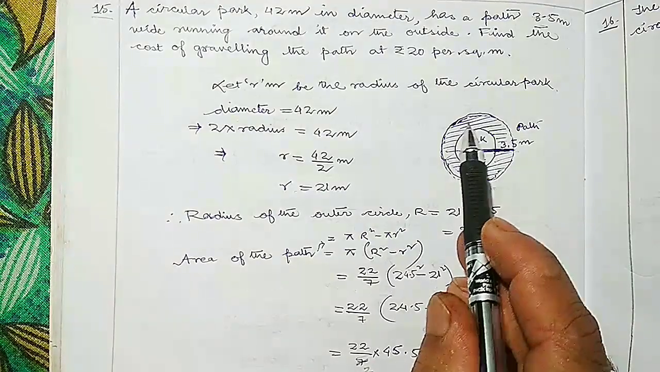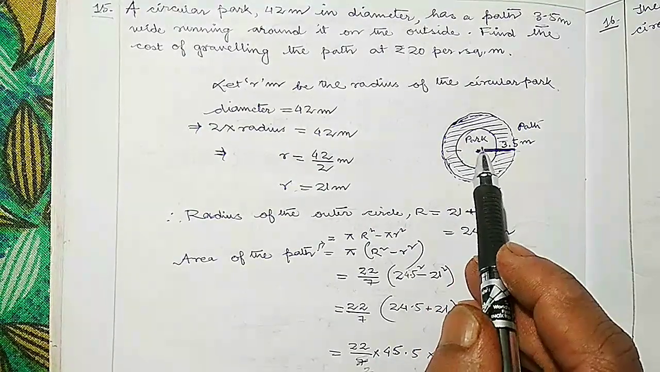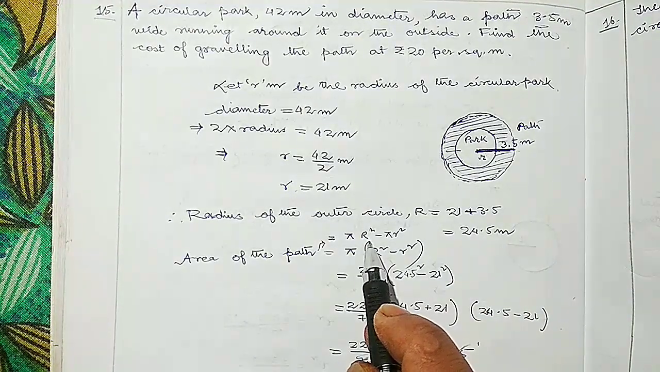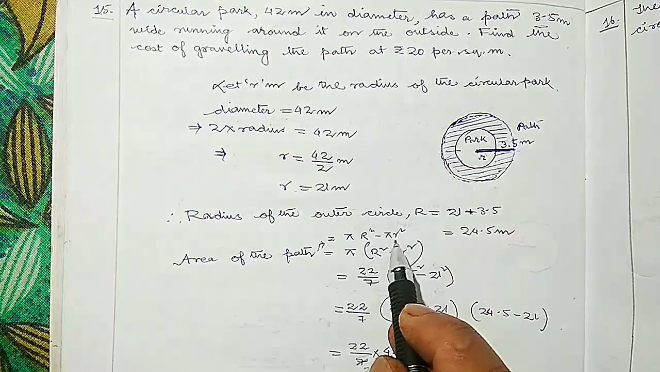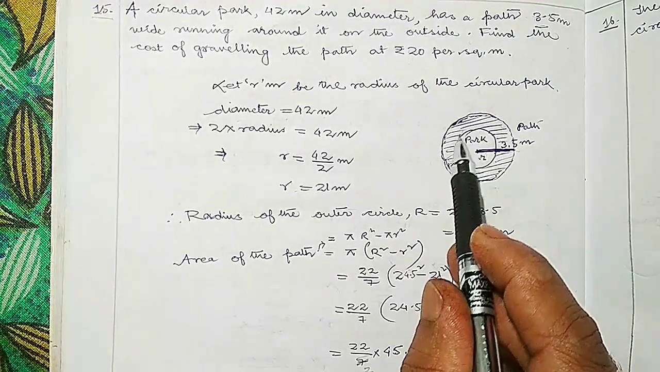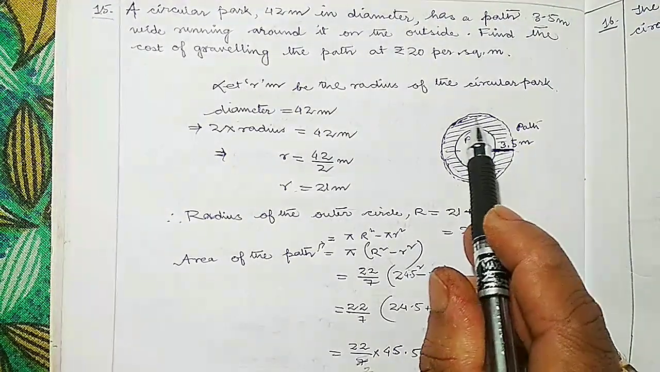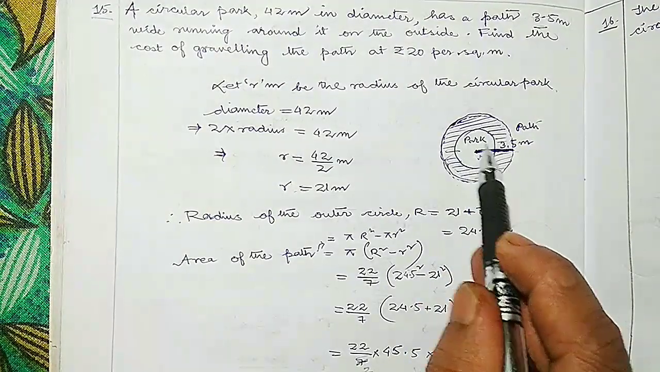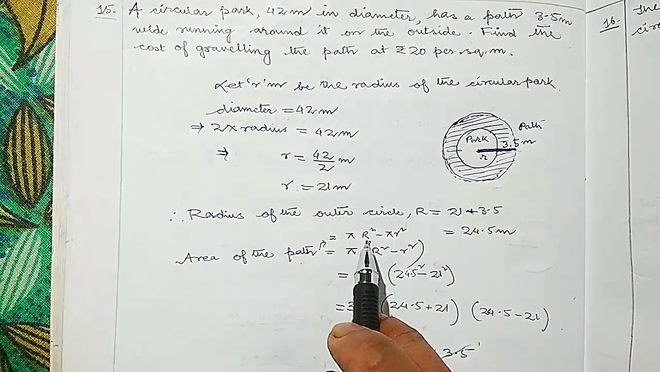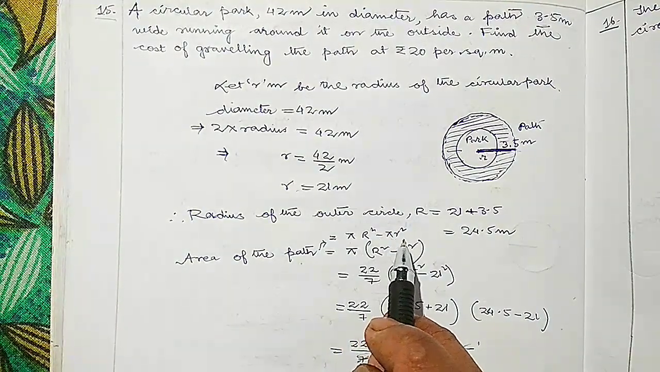Now we know the area of the circle is pi r square. So area of the outer circle, it will be pi capital R square, and area of the inner circle will be pi small r square. As we have to calculate the area of this path, so it will be area of the bigger circle minus area of the smaller circle. So area of the path will be pi capital R square minus pi small r square.